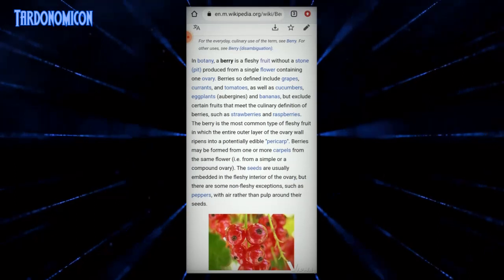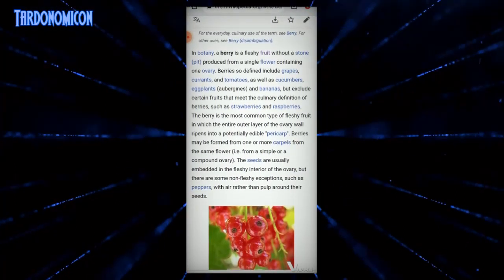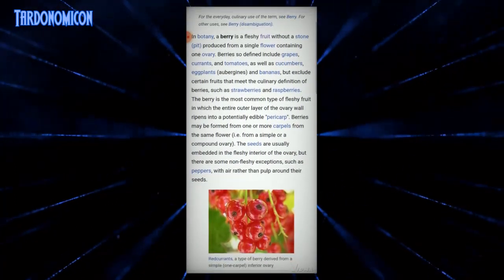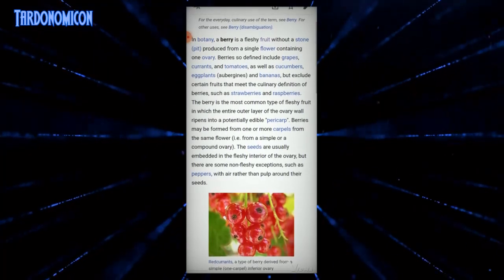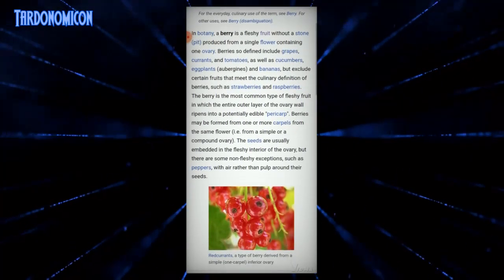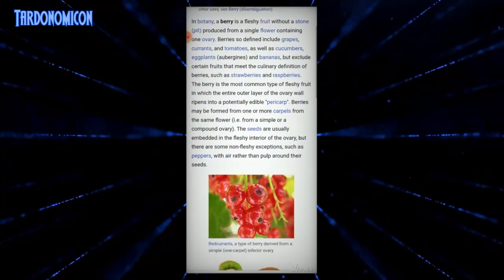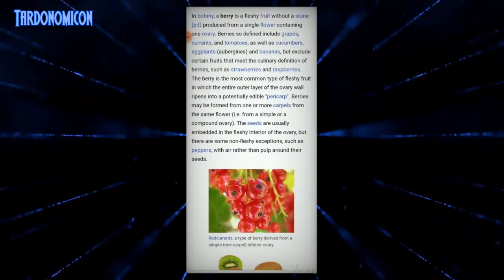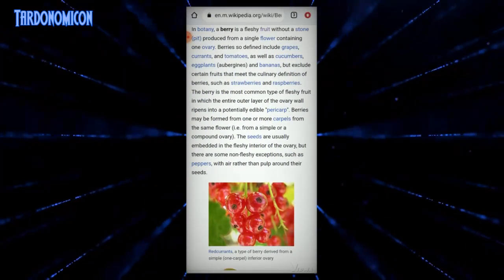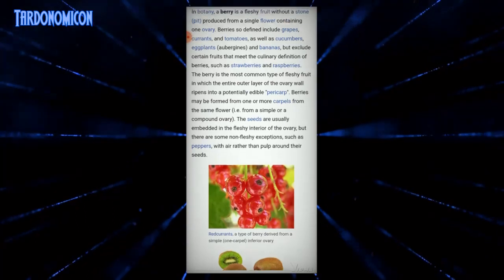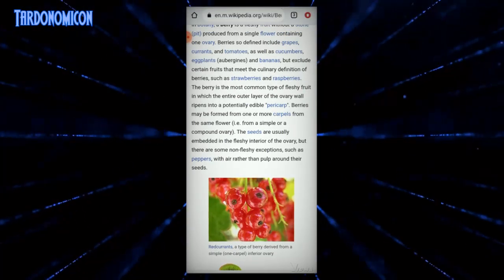Berries, so defined, include grapes, currants, tomatoes, cucumbers, eggplants, and bananas, but excludes certain fruits that meet the culinary definition of berries, such as strawberries and raspberries. Although I include those, these are also low sugar fruits, strawberries and raspberries.